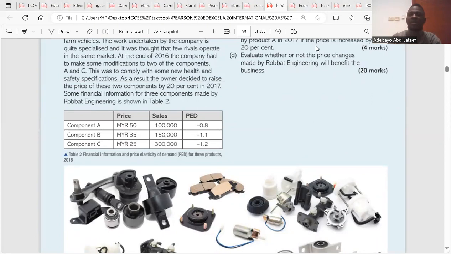The first question said define the term elastic demand. Elastic demand is when demand changes significantly as a result of a change in price. There's a significant change in the quantity demanded as a result of a change in price. Explain one factor that might affect price elasticity of demand. One factor: time. Yeah, explain.